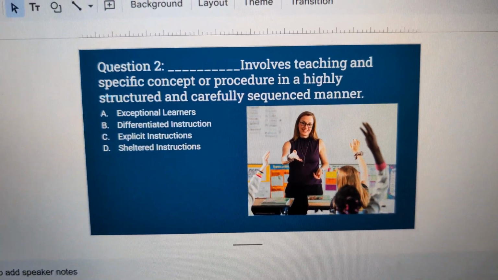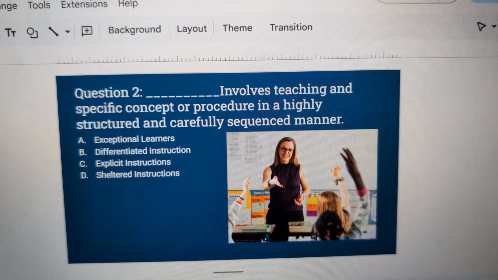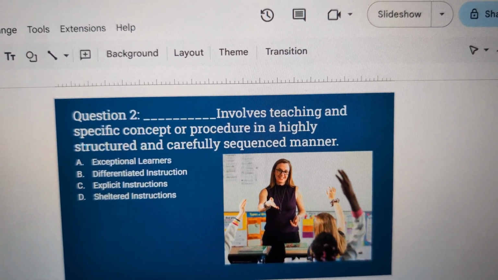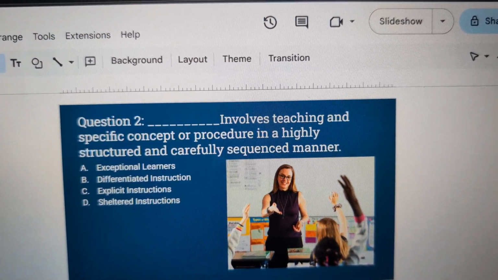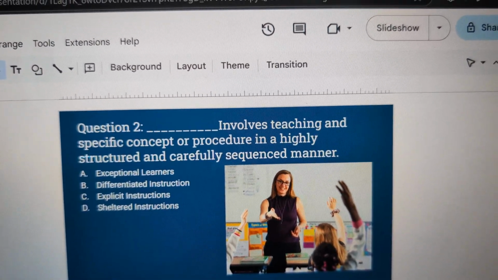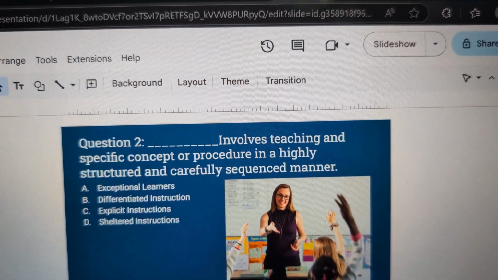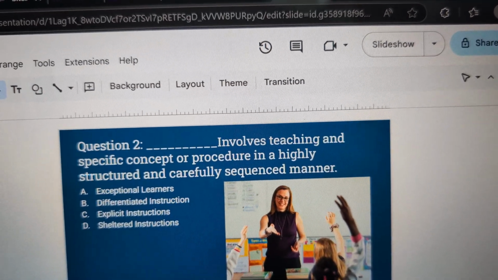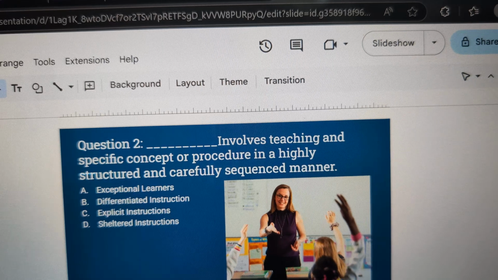Exceptional learners are students who require specialized educational support due to diverse needs. This group could be children with disabilities, children that are gifted, or learning disabilities such as ADHD. Differentiated instruction personalizes learning to each student's cognitive, emotional, and language needs. Sheltered instruction makes content accessible through language and scaffolding support.